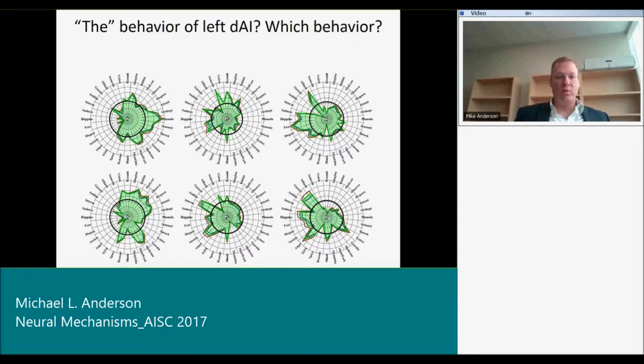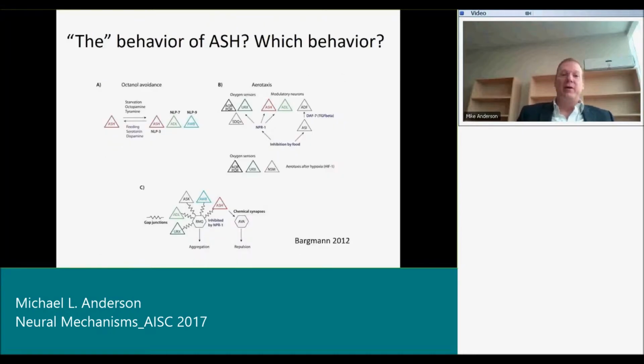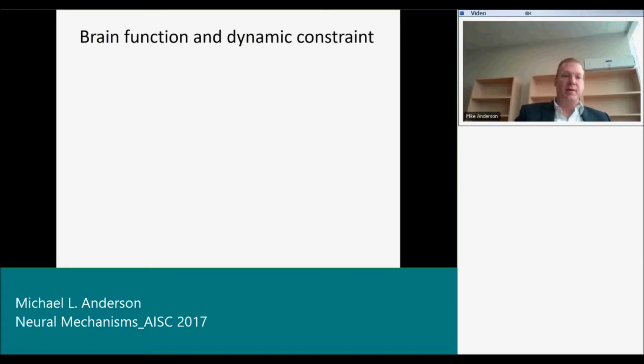So that first spider plot there is dorsal anterior insula, left dorsal anterior insula. If we want to identify the behavior of left dorsal anterior insula, well, which behavior do we have in mind? It's clearly active under a huge range of circumstances. Similarly, what's the behavior of neuron ASH? Right? It's involved in a number of behavioral functions and a number of circumstances. Which behavior do we have in mind?